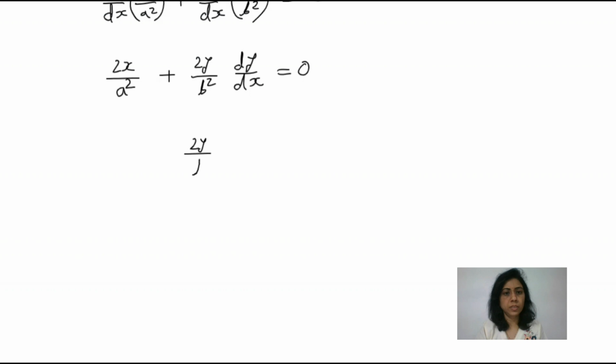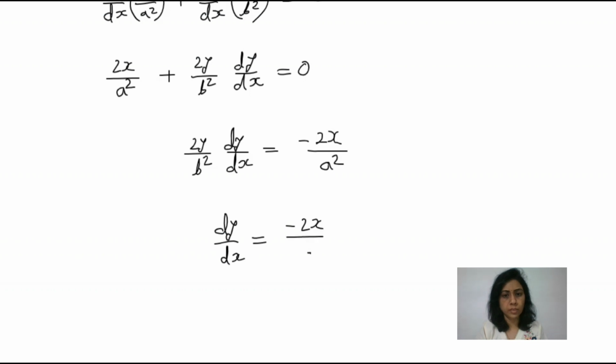2y upon b square dy upon dx, and this term we transfer to the right side, here adding, so on the other side subtracting. So minus 2x upon a square. Now dy upon dx is minus 2x upon a square, and here we multiply by b square upon 2y.